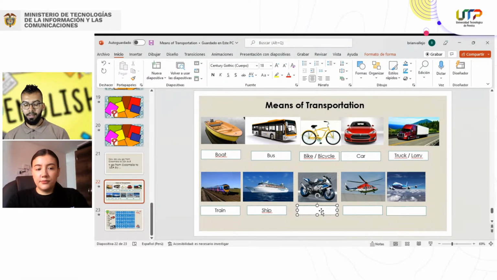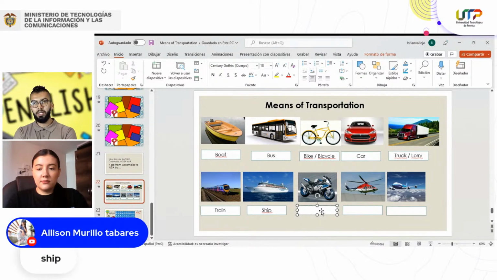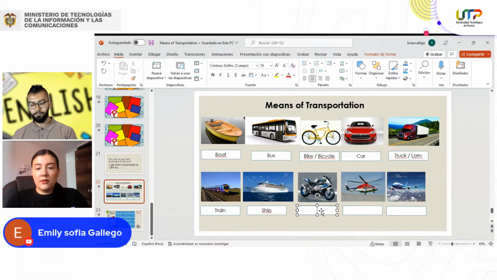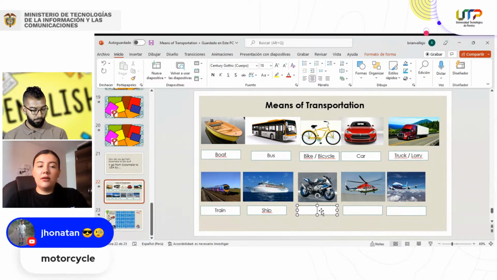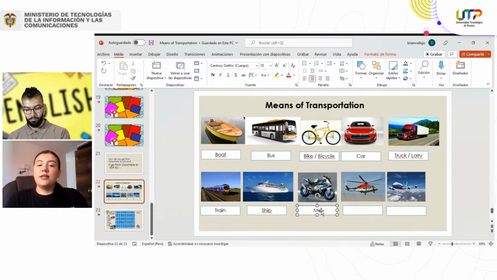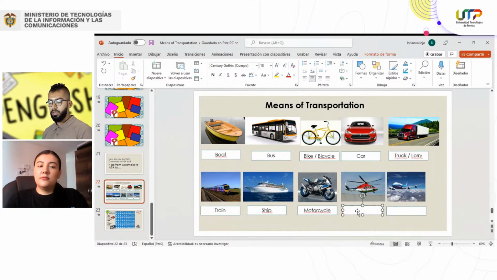Next, number 3, or the third picture. What's the name of this means of transportation? Jonathan, wow, he's very active and fast. He says motorcycle. Motorcycle, very good, that's correct. Very good, Jonathan, from Spain.